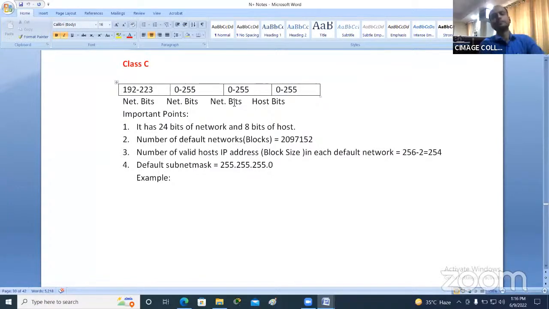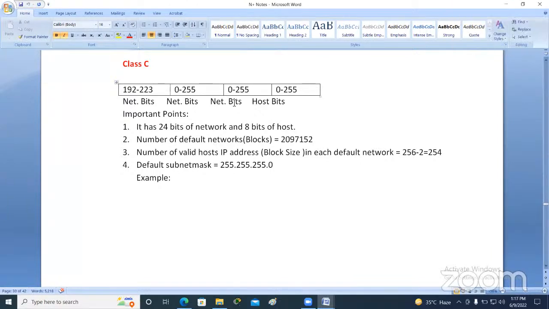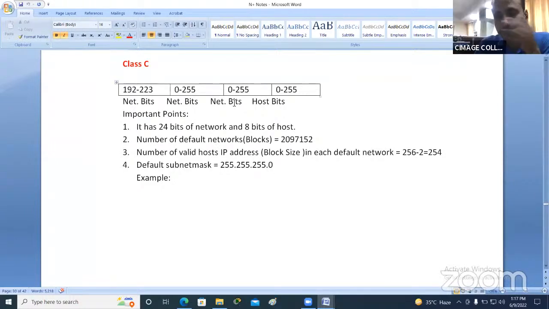Now, in class C, a total of 24 bits are used to define different networks, and only the last 8 bits are used to define different hosts in a network. This point is clear to everyone? Piyush, please respond. Okay, thank you, Mahfouz.